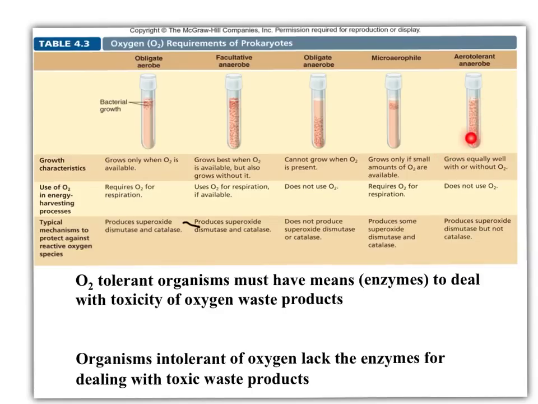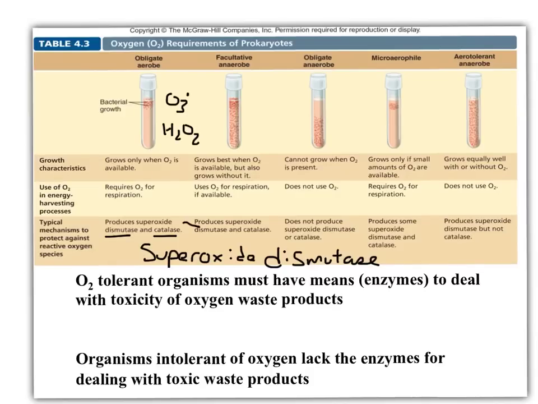Now, the key to this is an enzyme called superoxide dismutase, and something called catalase. All right, so the obligate aerobe has superoxide dismutase and catalase, which means it can deal with the oxygen radical, and it can deal with H2O2, not a problem. All right, it has those two enzymes. The same thing is true for the facultative anaerobe. It will have both superoxide dismutase and catalase.